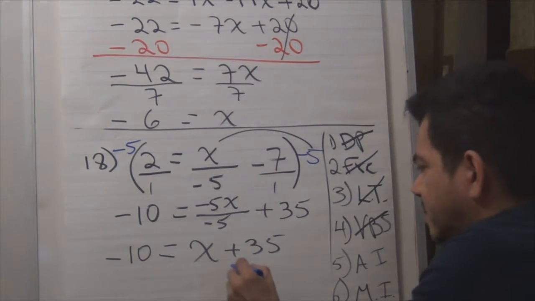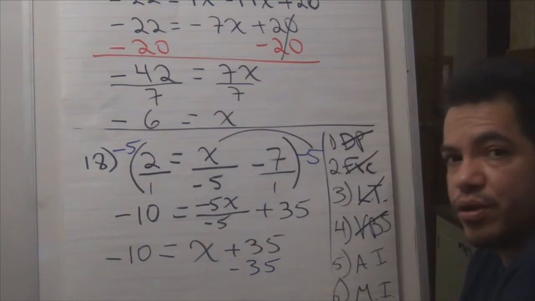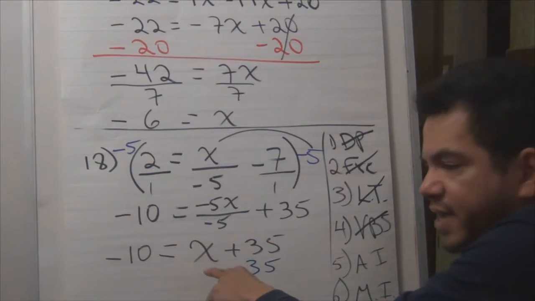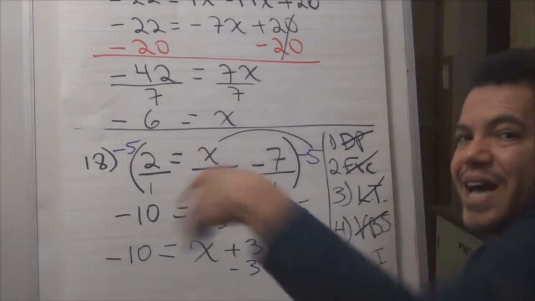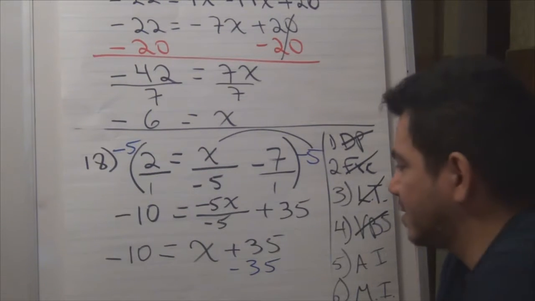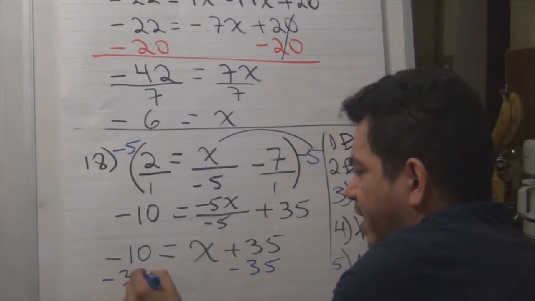Of course, I did that. Remember, using the additive inverse of the number that is bothering the x, not of the other number that has nothing to do with anything, right? So, minus 35.